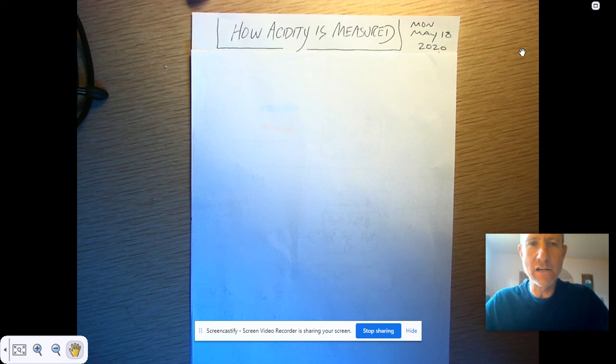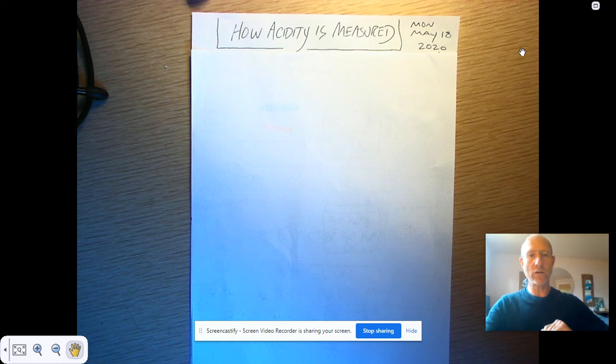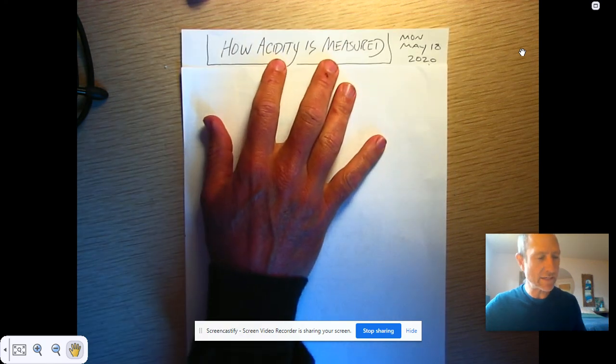Today, we're here to learn how acidity is measured. You guys know that the pH scale is used to measure acidity. You might remember that things with a low pH, less than 7, are considered acidic, and things with a pH of 7 are considered neutral. And things that have a pH that's greater than 7 are considered basic, which is the opposite of acidic. So we're here to start to understand why that is. So how acidity is measured.